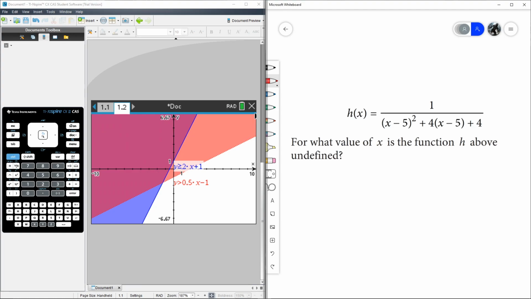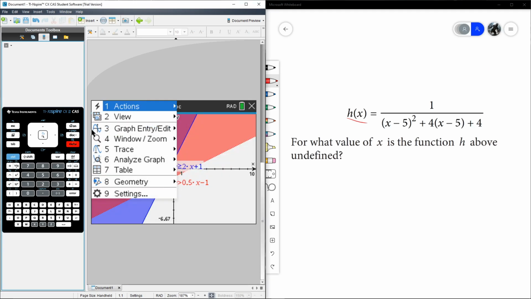For what value of x is function h above undefined? H of x equals this large equation. And so typically to find when this function is undefined, if it's a fraction, you want to look at when the denominator equals 0, because you can't divide by 0. And so what you'd have to do is start expanding all of this, and then set it equal to 0 and start solving from there using probably the quadratic equation. And that gets tedious, and you're prone to making mistakes on the actual exam, and it takes time. As a result, a lot of people find it easier to just use the calculator to do this.